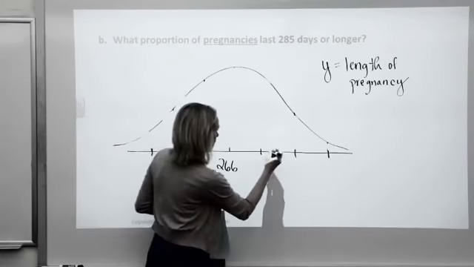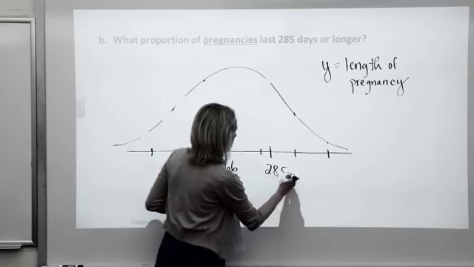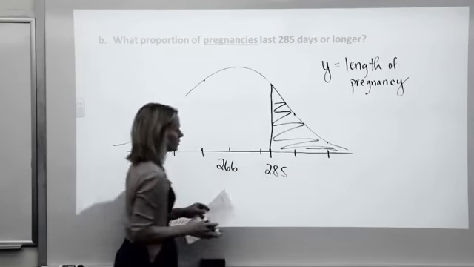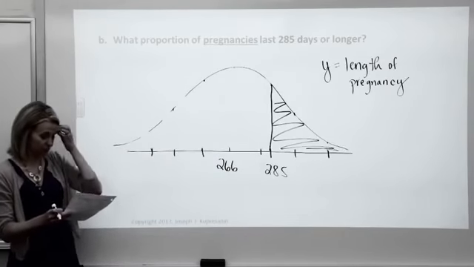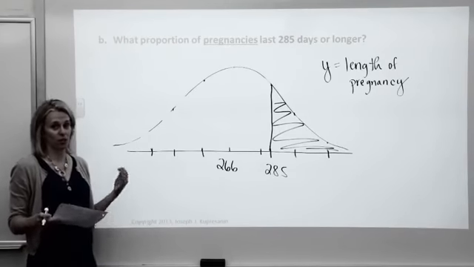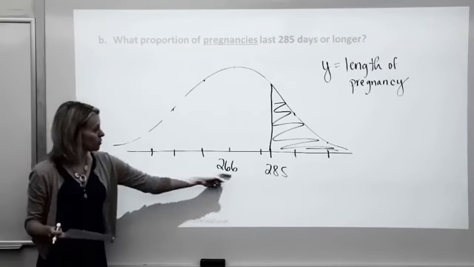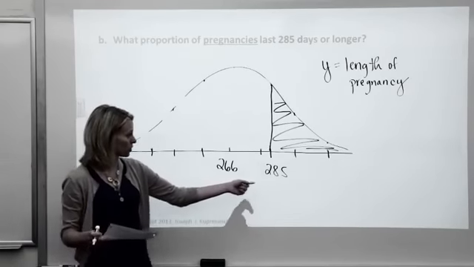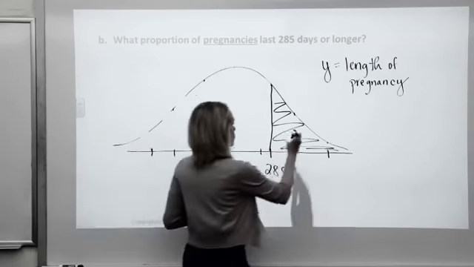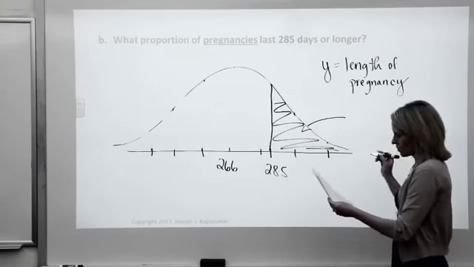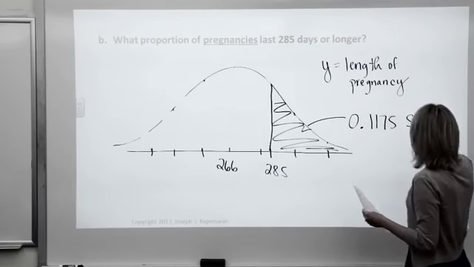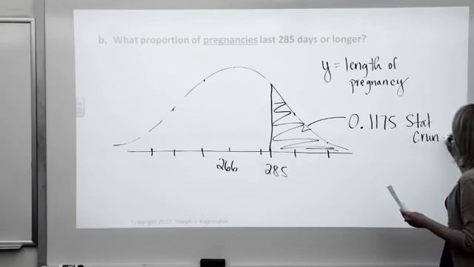And 285 was about right here. And we want the pregnancy to last that long or longer. We'd like to find that area right there. You should definitely know how to do this. Open up StatCrunch. Use that StatCrunch normal calculator. You know the mean, standard deviation 16. You're looking for the likelihood that X is greater than 285. And so if you use StatCrunch, you should get an answer of about, as a decimal, 0.1175. That comes from StatCrunch.